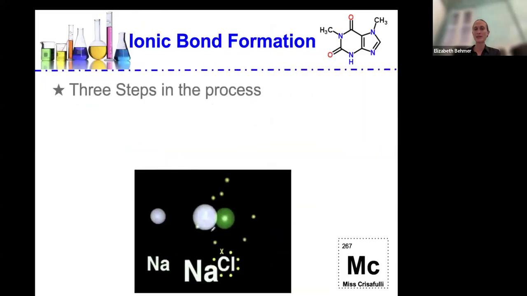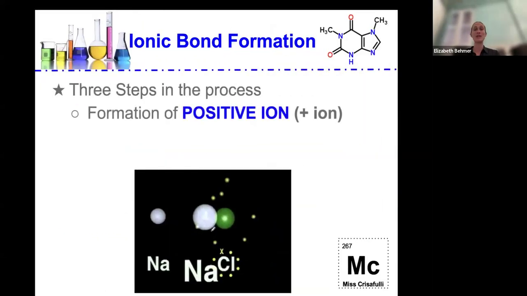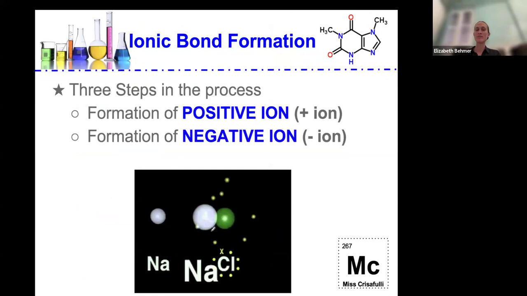There's 3 steps in the process of ionic bond formation. So first we form the positively charged ion with a positive charge, and then we form the negatively charged ion with the negative charge. And then we will form the ionic bond. So here we have sodium chloride coming together, sodium with its positive charge, chlorine with its negative charge. When we combine them together, we'll form an ionic bond called sodium chloride, and that is table salt.